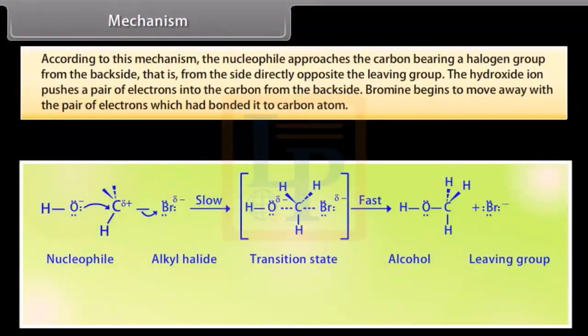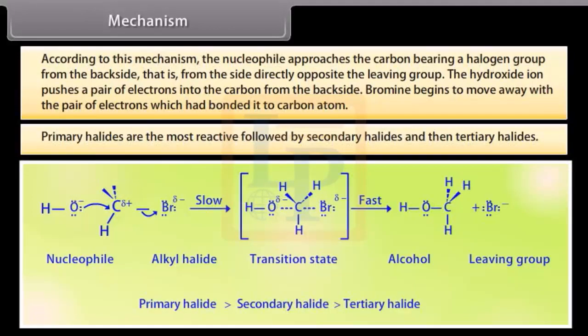According to this mechanism, the nucleophile approaches the carbon bearing a halogen group from the backside, that is, from the side directly opposite the leaving group. The hydroxide ion pushes a pair of electrons into the carbon from the backside. Bromine begins to move away with a pair of electrons which had bonded it to carbon atom. Primary halides are the most reactive, followed by secondary halides and then tertiary halides.